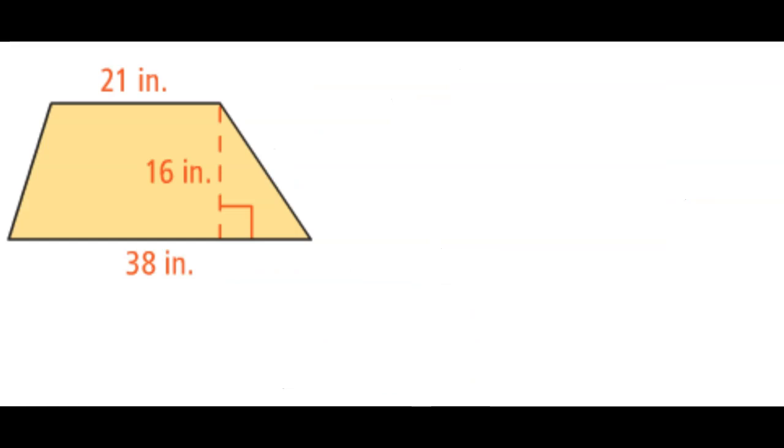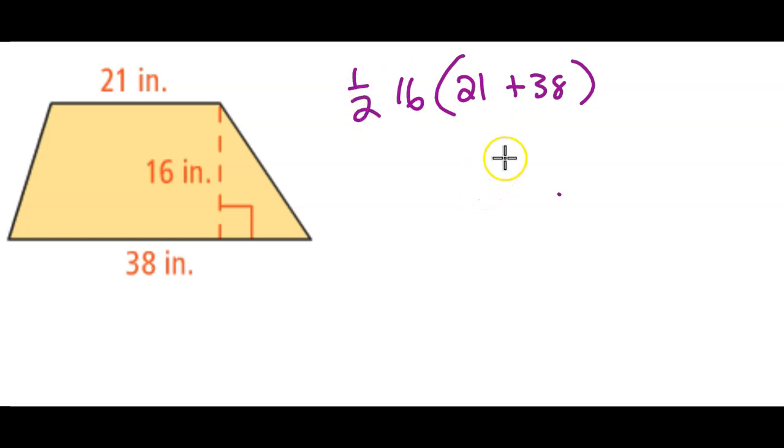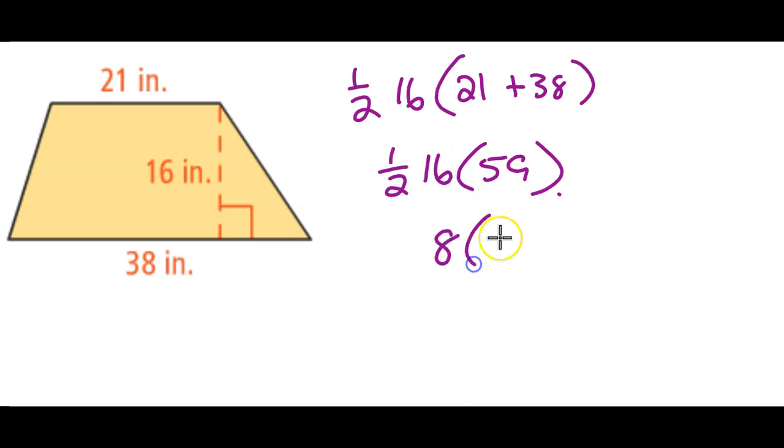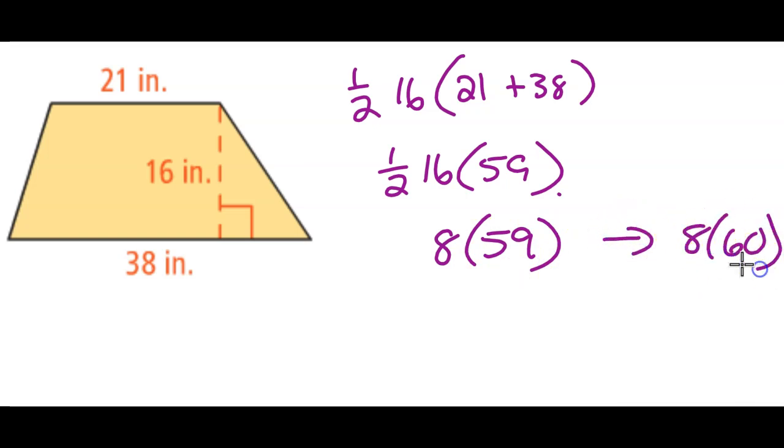Try this trapezoid out. So for this one, we're going to say 21 plus 38 times 16 times 1/2. So I get 59 times 16 times 1/2, or 8 times 59. Do a little mental math here. What I'm thinking of is, what is 8 times 60? 8 times 60 is going to be 480. But that's one more 8 than I needed, so I'm going to subtract 8 from it and get 472.